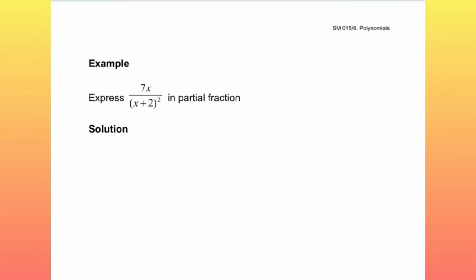x and x squared here, we call repeated factors. Let's see this example. Express 7x over x plus 2 squared in partial fractions.